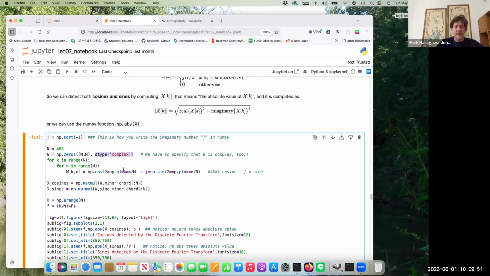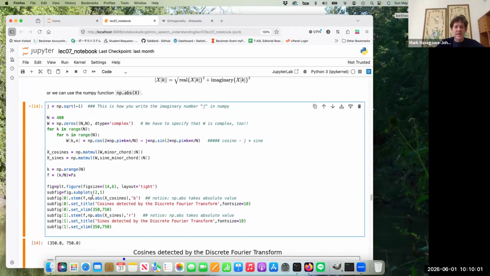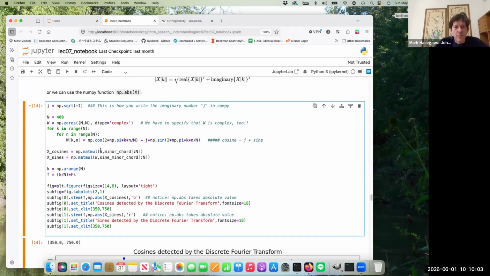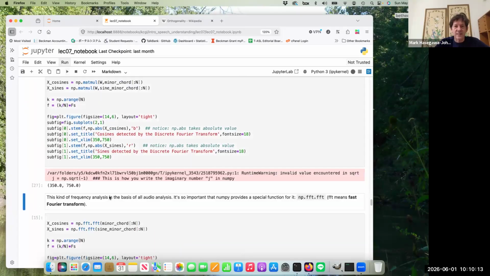All right. And that type complex will be the cosine of 2 pi kn over capital N minus j times the sine of 2 pi kn over capital N. Now we can take that W matrix and multiply it times the cosine minor chord. We can multiply it times the sine minor chord, and in either case, we'll get accurate analysis.